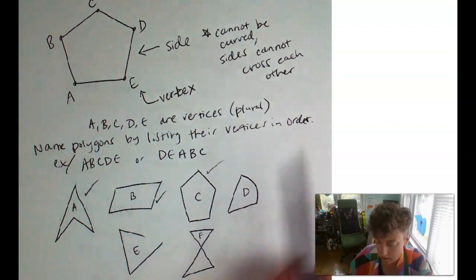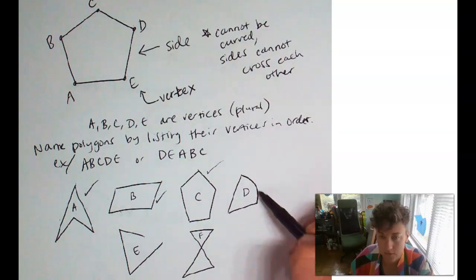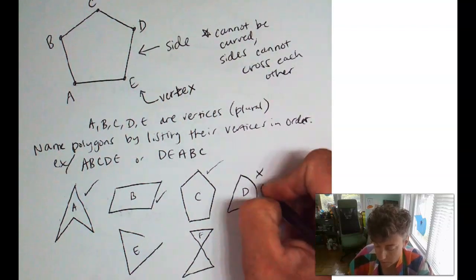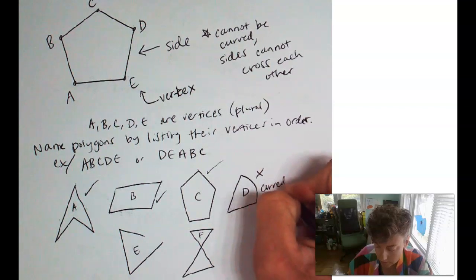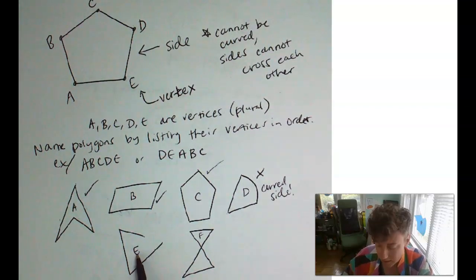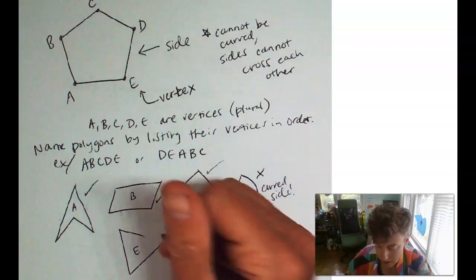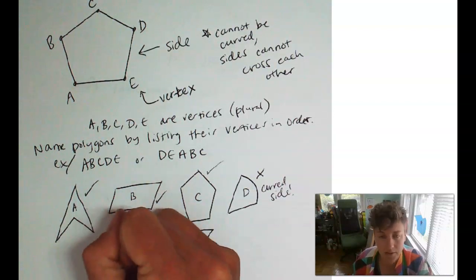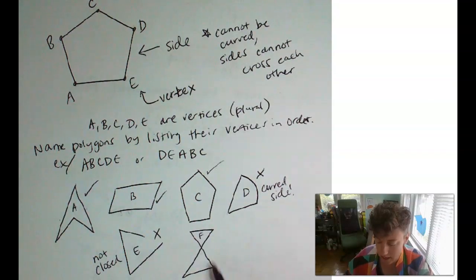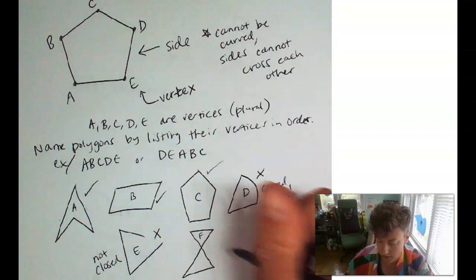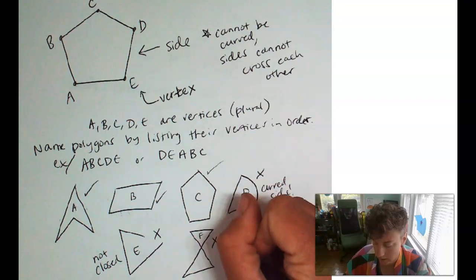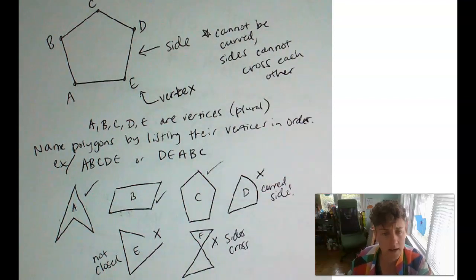Great. D has a curved side. So nope. Curved side. E is made up of segments, but they're not closed together. So that's not a polygon. Not closed. It's got a little gap there. And F has sides that cross each other, so that is also not a polygon. Sides cross.